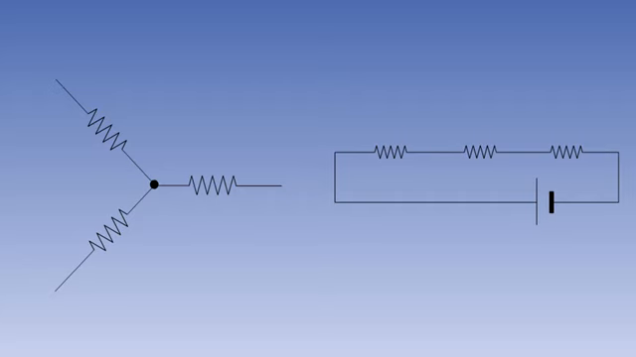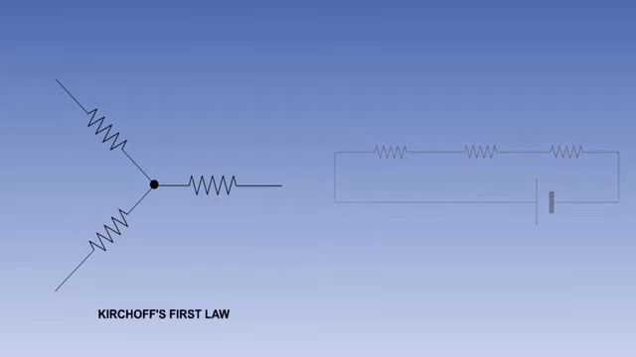You are already familiar with Ohm's law. There are two more laws that you need to know to help you understand what is going on in series and parallel circuits. These are known as Kirchhoff's laws. Kirchhoff's first law states that the total current flow into a point on a circuit is equal to the current flow out of that point. Or, to put it simply, what comes out equals what goes in.